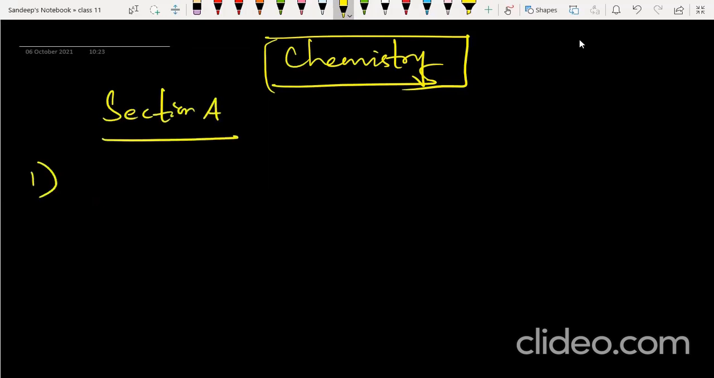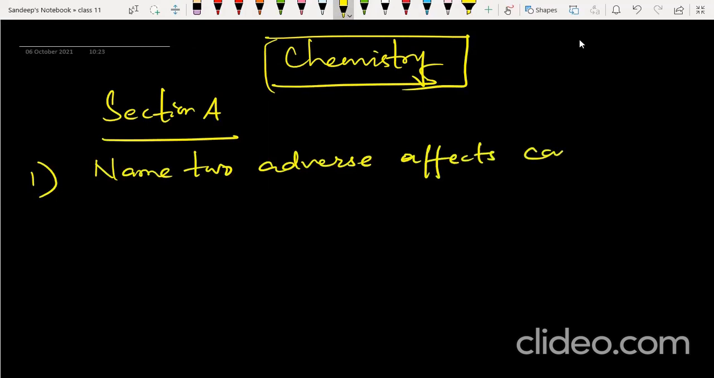The first question is, name two adverse effects caused by acid rain. So you have to know what acid rains are and the adverse effects caused by acid rains. So this is the first question.